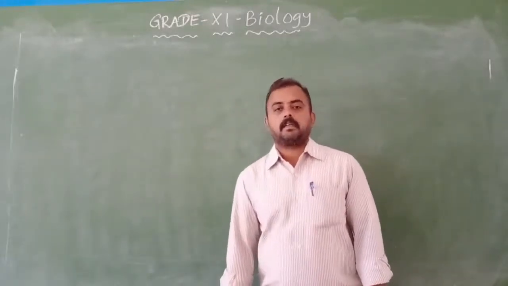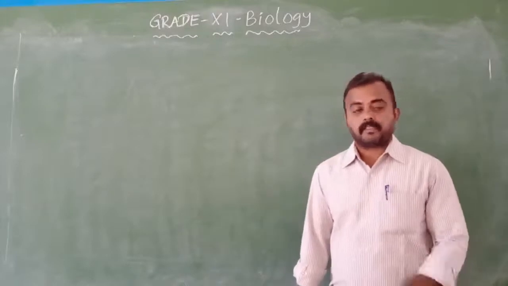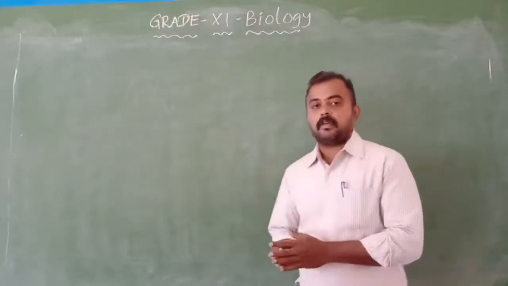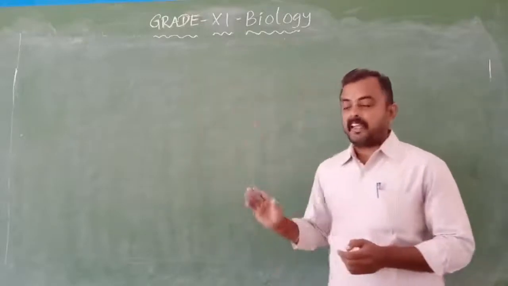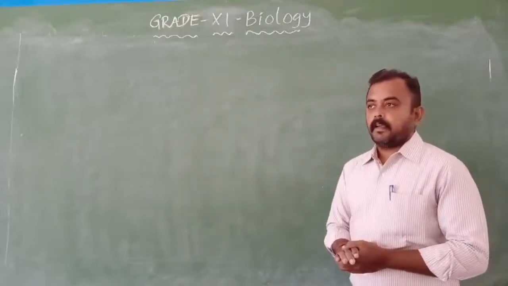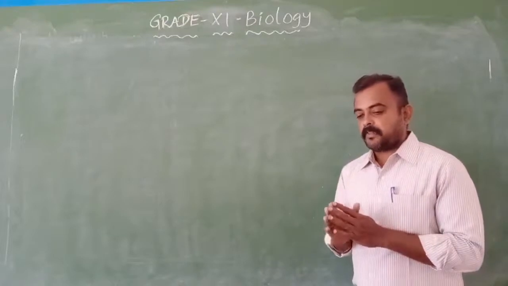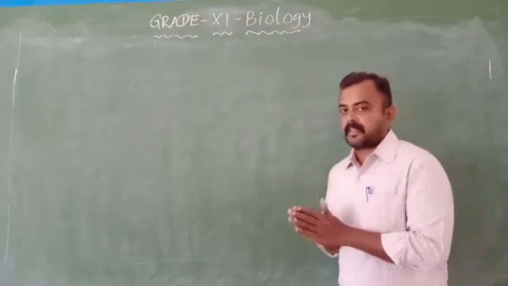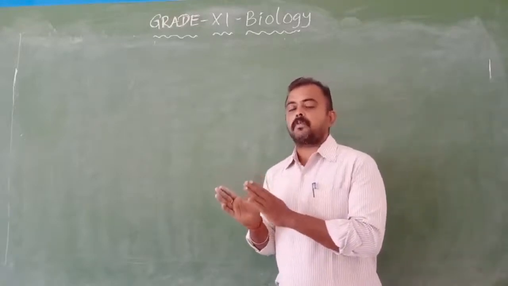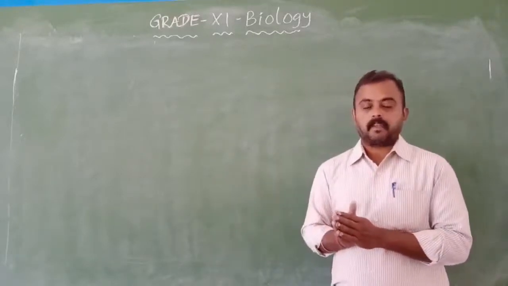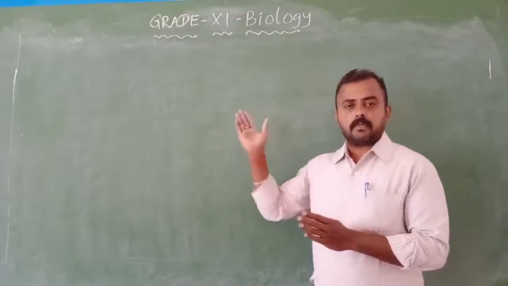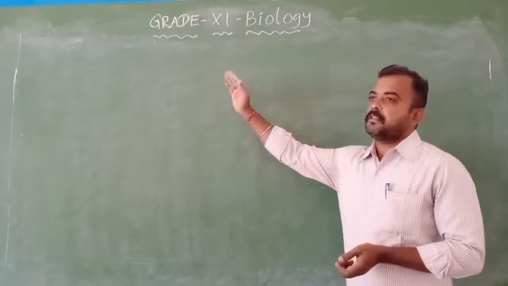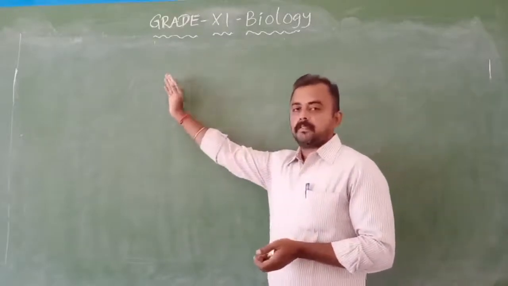In previous classes, we have seen about the alimentary canal. In the alimentary canal, we started with the mouth and ended with the anus, because in the digestive system we have two main parts. One is the alimentary canal and another one is the digestive glands, otherwise known as associated glands. So first we started with what? The alimentary canal. In the alimentary canal, the anterior opening is the mouth.